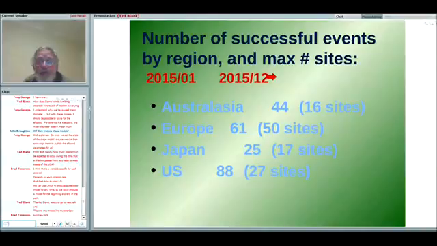Europe, 61 events, and they had an event with 50 sites. Japan, need to keep in mind that Japan is a fairly narrow string of islands, high density, but not a very large country. 25 events with 17 sites. And the United States, or I say US, but it's really North America. Canada's included in that. Canada and not sure whether Mexico, if there's anything from there, but anyway, 88 events, and with maximum number of sites for an event was 27. Next slide.